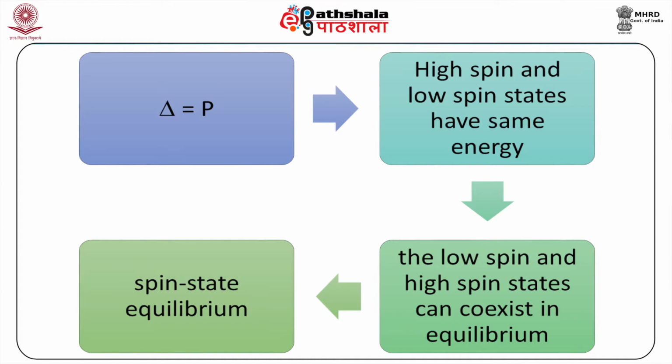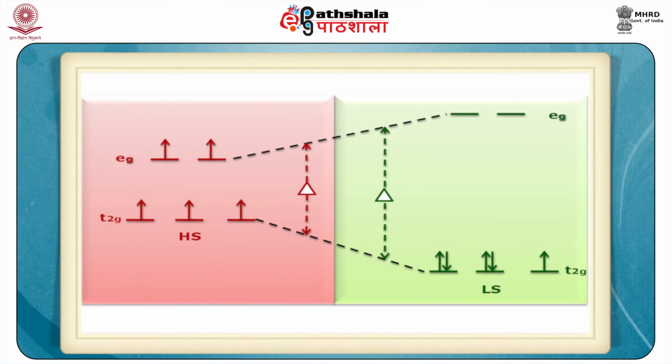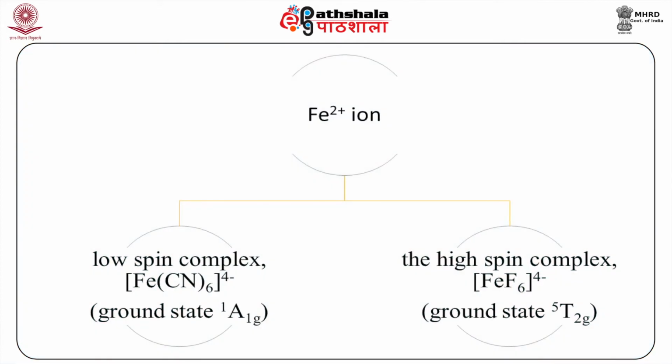The magnetic moment for these complexes will be anomalous. An example of a metal ion that can exist in either a low spin or high spin state is Fe3+ in an octahedral ligand field. Depending on the ligands coordinated to this complex, the iron can attain a low spin or a high spin state. As we can see on the screen, consider the low spin complex hexacyano iron(II) and the high spin complex hexafluoro iron(II).